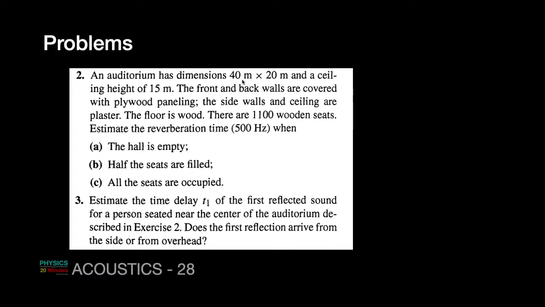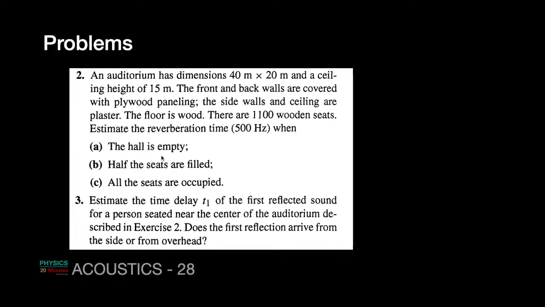So 40 meter and 20 meter. You can assume that the smaller walls are the front and back walls. The plywood paneling coefficient you have to check. The floor is wood, so use the wooden coefficient. There are 1100 wooden seats. Remember, they are not cushioned. So you take the values for wooden seats, multiply by 1100, and then you use the formula 0.161 V upon A plus mV.